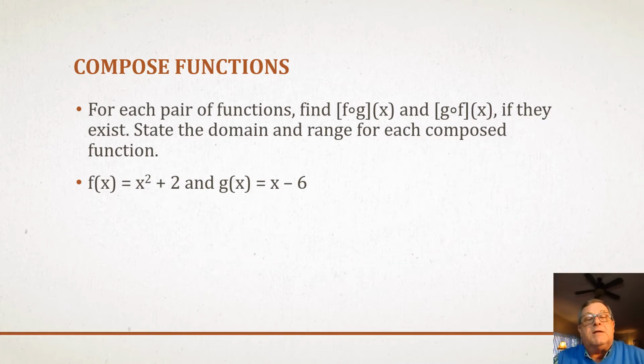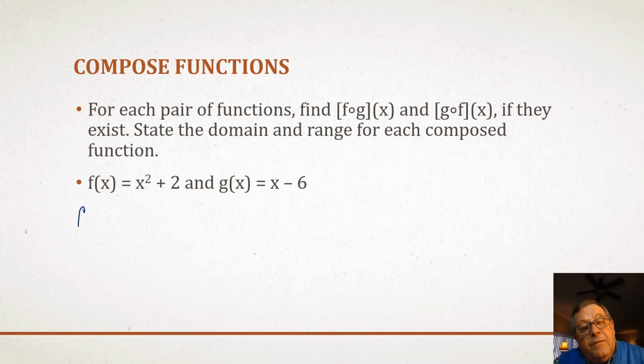So here it says, for each pair of functions, find f of g of x, the fog of x, and g of f of x, the goth of x, if they exist. State the domain and range for each composed function. And then we're given two functions, f of x equals x squared plus 2, and g of x equals x minus 6. So let's first work on f of g.